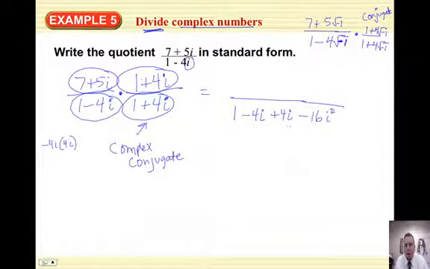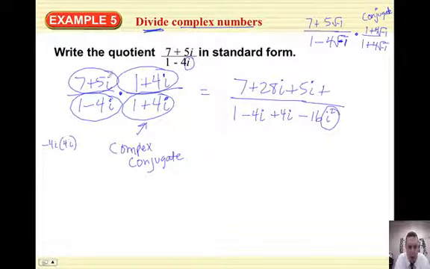That should ring a bell right here. Remember, we can never have i squareds in our final answer. It's always negative 1, so we'll have to change that later. Let's multiply the top. 7 times 1, 7. 7 times 4i, plus 28i. 5i times 1, 5i. Plus 5i times positive 4i is 20i squared. Okay, once again, there's an i squared, change to negative 1.